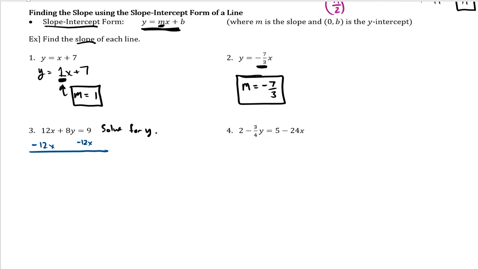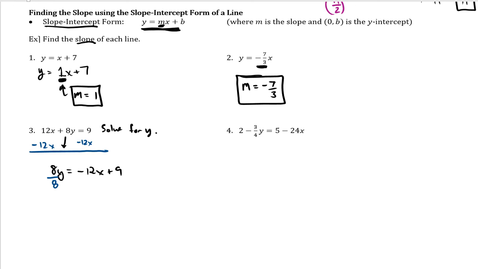And I'm going to kind of squeeze it in between. So the 12x and the 9 do not combine in any way. They're not like terms. But I'm trying to squeeze it in between first to match the exact form of our slope-intercept form of a line. Okay, so this 8y just dropped down and then equals, and then let's put the negative 12x plus 9 on the right side. And then I want to solve for y, which means I need to get it all by itself.